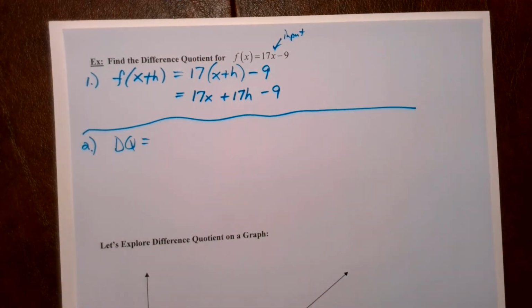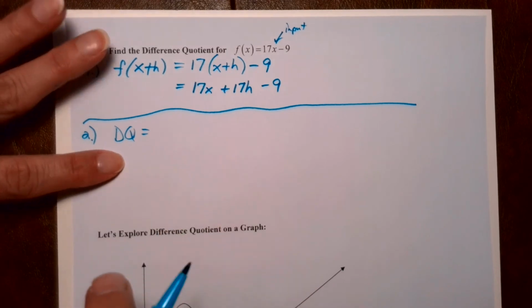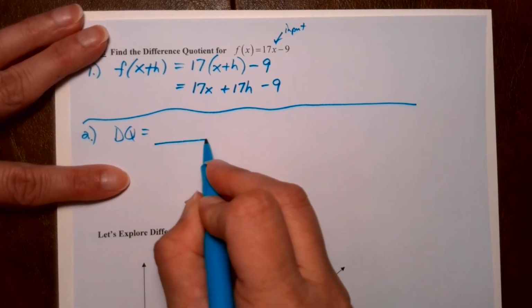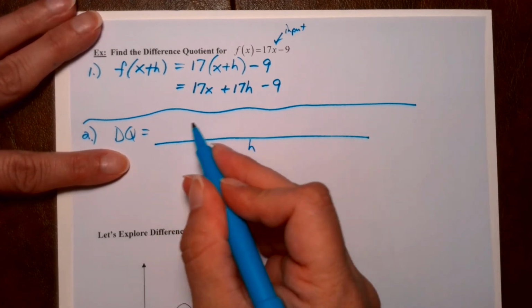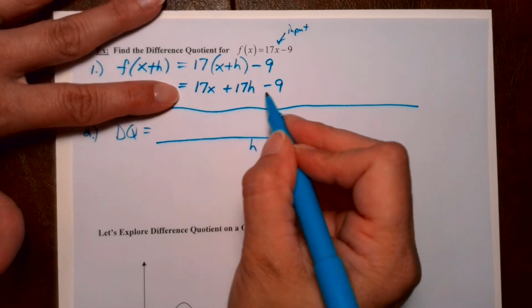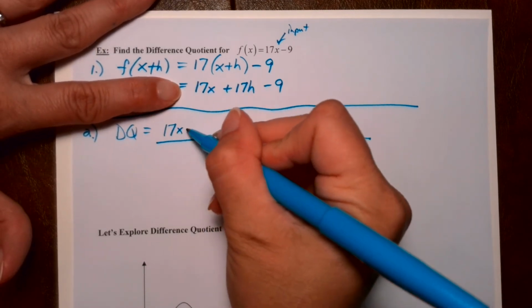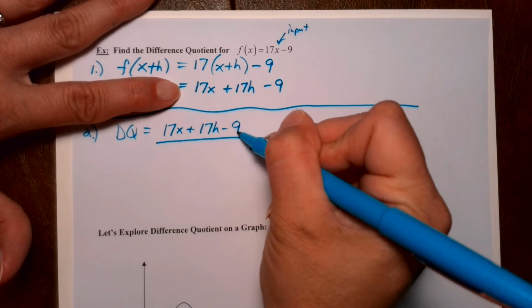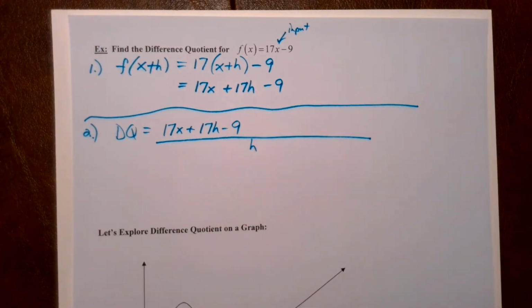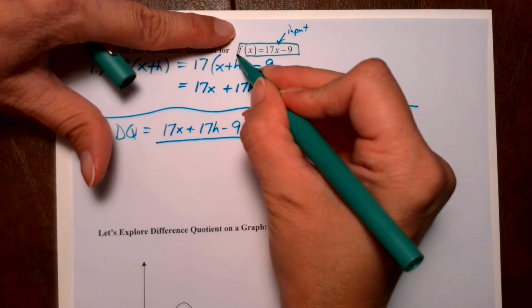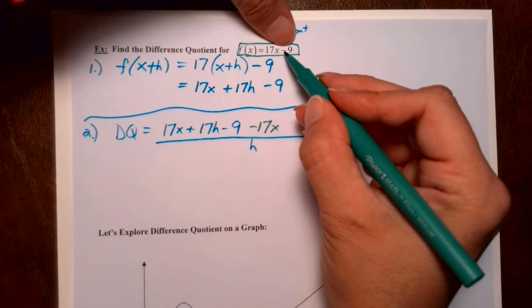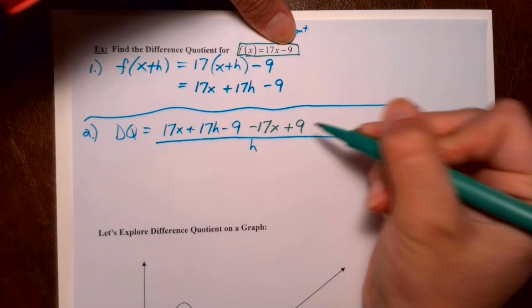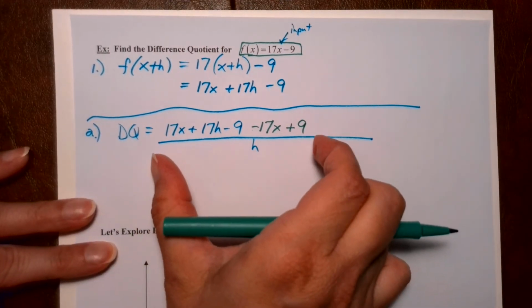Now, how about the difference quotient? To do this properly, I need to know the formula. The first thing I do is draw the big fraction bar with the h. Now what do you put first? In the front, we put what we got for f of x plus h. So write down the expression that you just calculated. And then we're supposed to subtract f of x. So minus 17x, and then a minus makes a positive 9. This is a difference quotient.